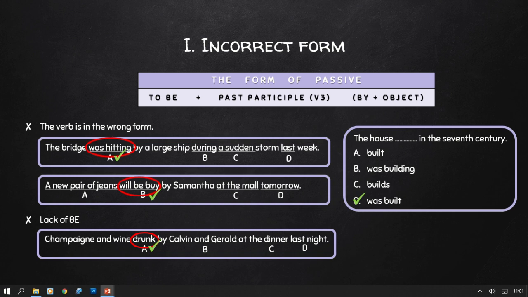You know that in a passive sentence, the predicate should be in the form of to be and past participle. Okay, so the correct answer is D, which contains to be plus past participle.